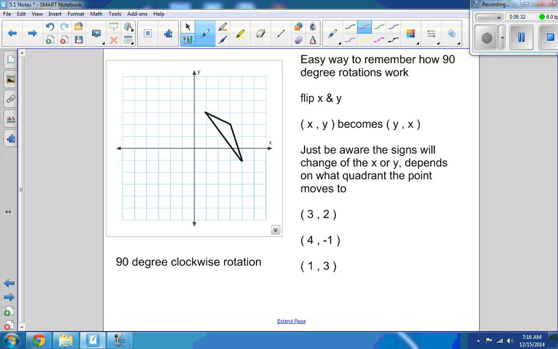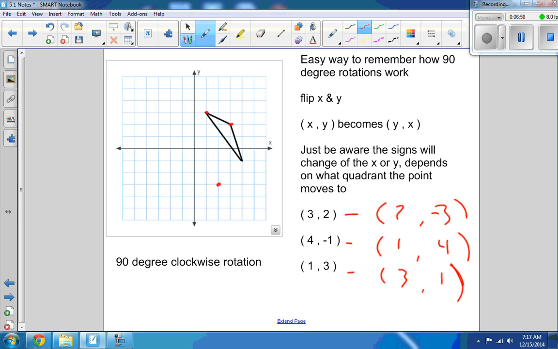So I'm going to think about this. 3, 2 becomes 2, 3. This will become 1, 4. This will become 3, 1. But I also have to think about the negatives. So 3, 2, that's this guy. He's going to be now 2, 3 in this quadrant. So the 3 is negative.